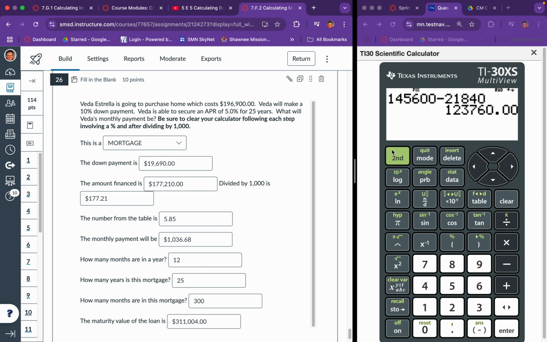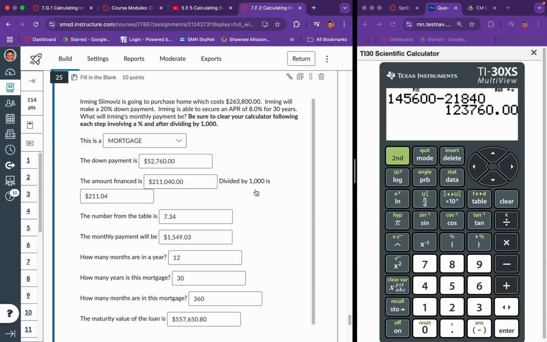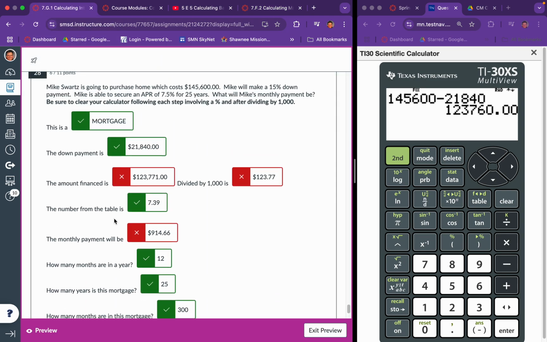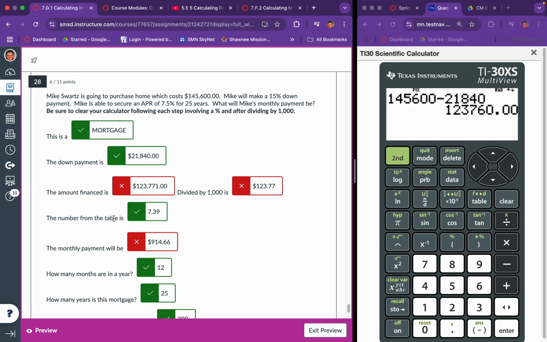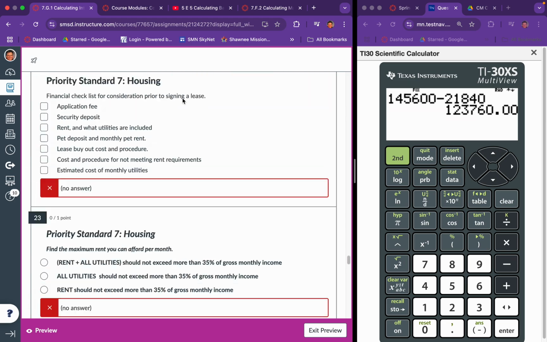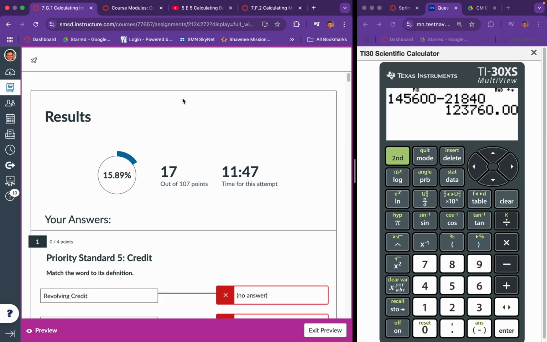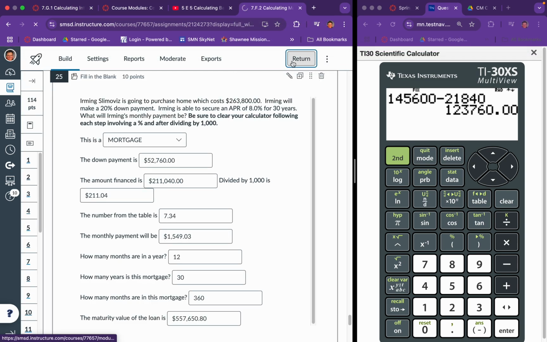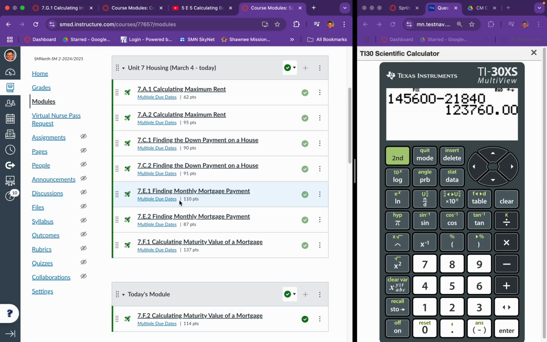All right, let's see if I did this. Whoa, it was this one. Was it this one? All right, now I don't know what it was that I missed. It was this one. So 145,600 minus 21,840, 123,760. Oh, this is the wrong assignment. Is this the wrong assignment? 7G1. Yes, I opened the wrong assignment here. Dang it. Okay, well, we're going to assume that the mistake was mine. 7G1.